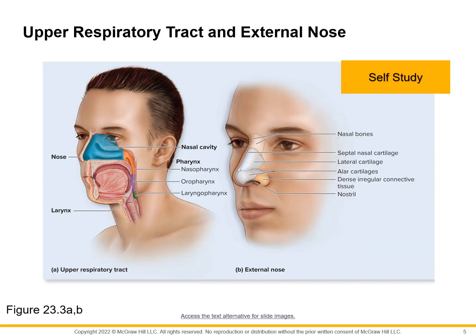So these are parts of your upper respiratory tract. I've marked it as self-study because all of this was basically done in your skeletal system when we looked at the skull and facial bones, and the three subdivisions of the pharynx were also covered in your digestive system.